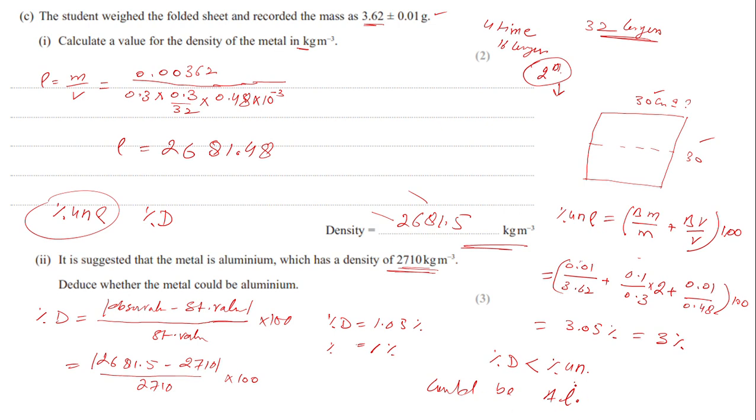So you will have to write a statement that yes, because the percentage difference is less than this reference, and this is your statement. So you must write the complete statement that the material could be aluminium.